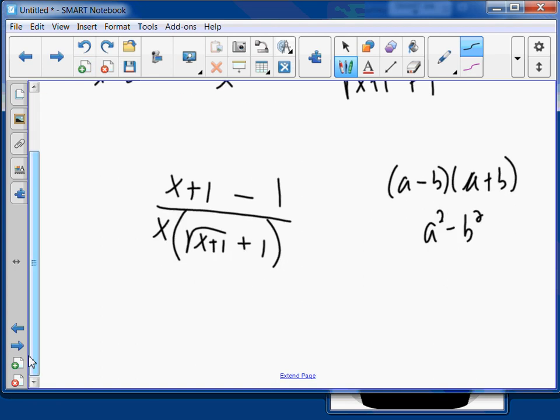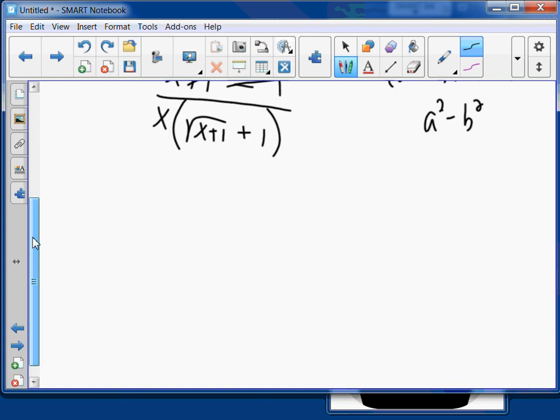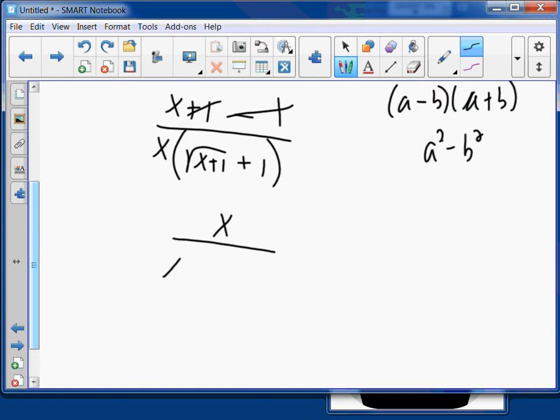Now, look at that numerator. Does it simplify? Yeah, the ones cancel, right? So we have x over x times the square root of x plus 1 plus 1. Now, does that fraction simplify? Yes, the x's cancel. What are we left with on top? Just 1. 1 over the square root of x plus 1 plus 1.